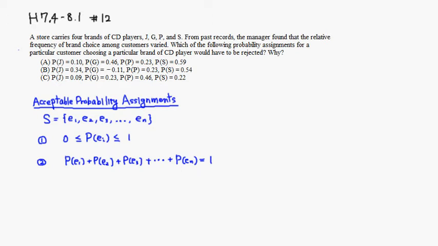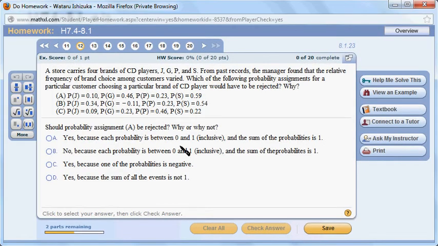First thing we need to talk about is to understand acceptable probability assignments. Let's say you have a sample space with a bunch of simple events. In order to be an acceptable probability assignment, each probability has to always be between 0 and 1. And the second condition is that the sum of all the probabilities has to add up to 1. That's basically all.